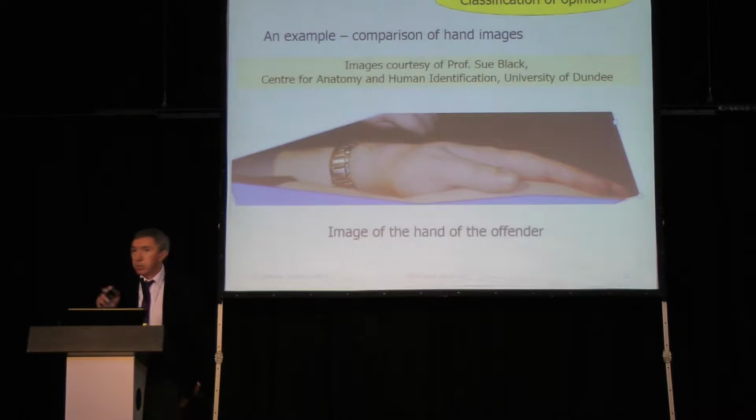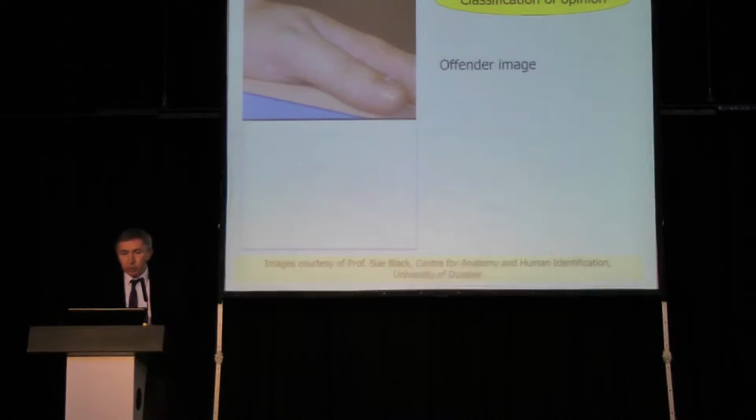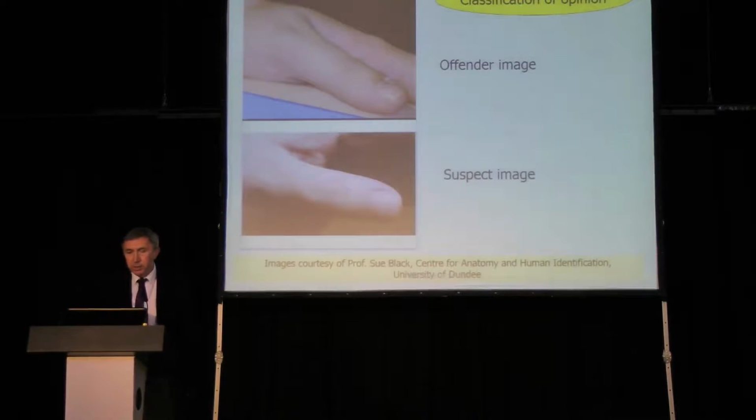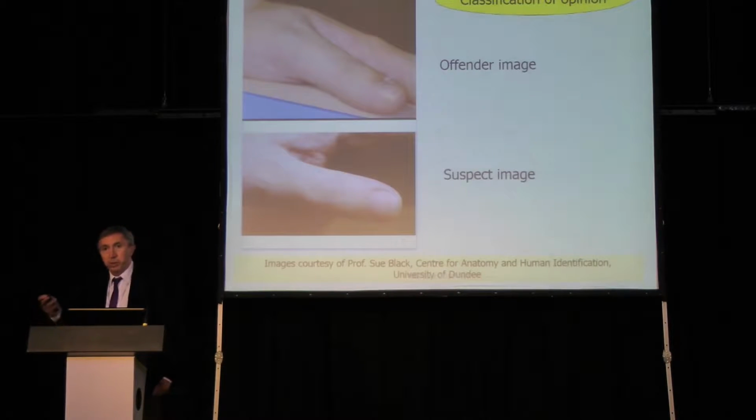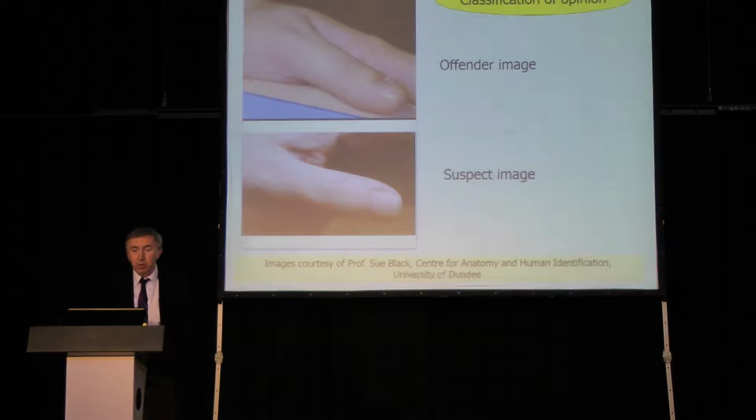They're not nasty images, it's just the images of the hand basically. And that was an image of an actual event, a paedophile event. This was an offender, the offender's hand on the child's body. So there's the offender image in close-up, and here's the suspect image. This was of a person that the police suspected had committed that crime.